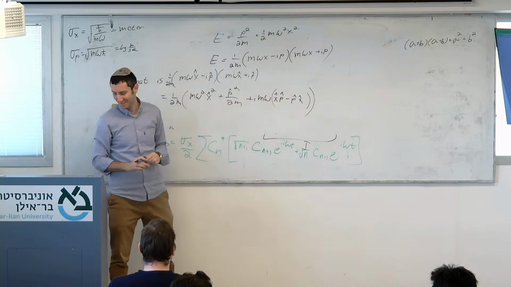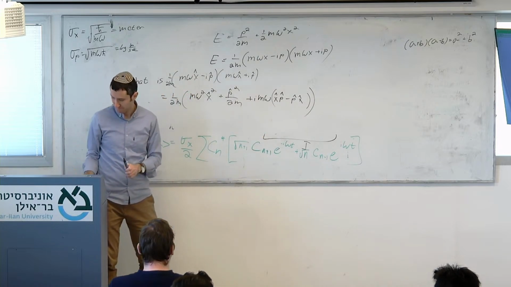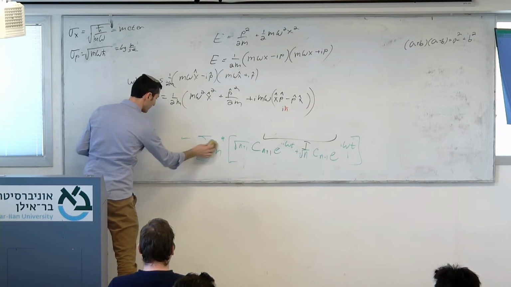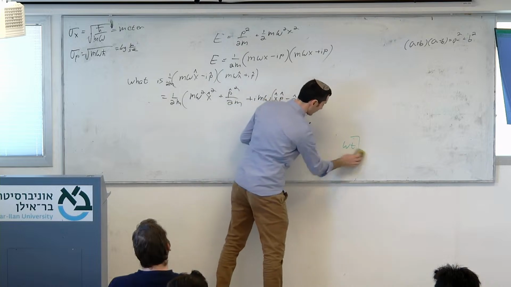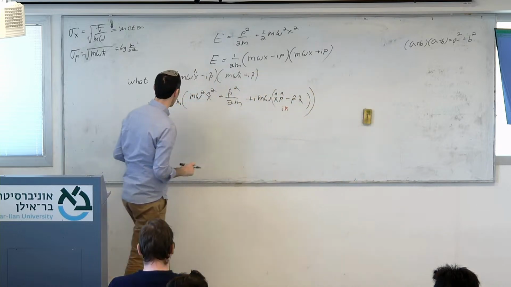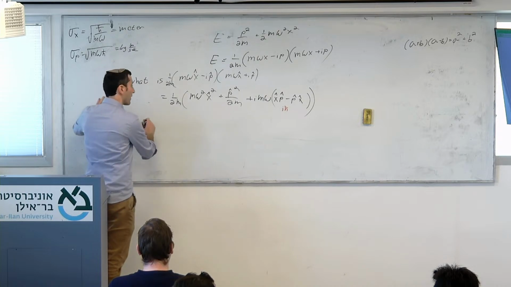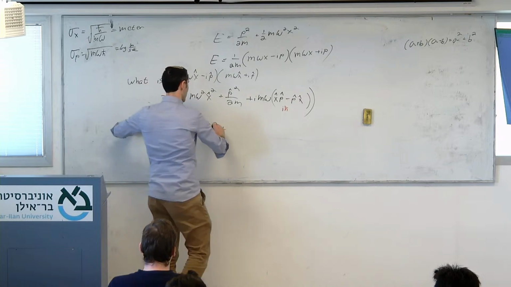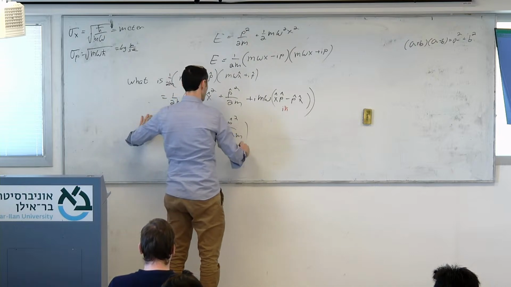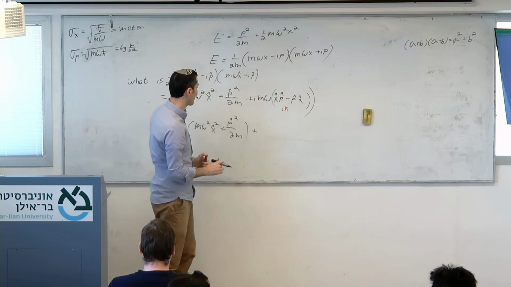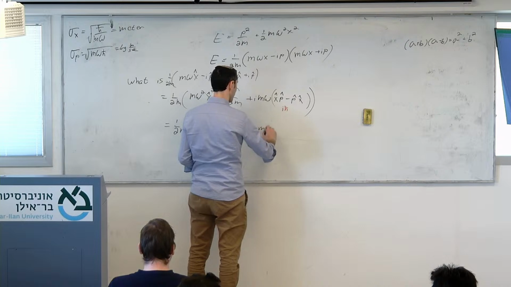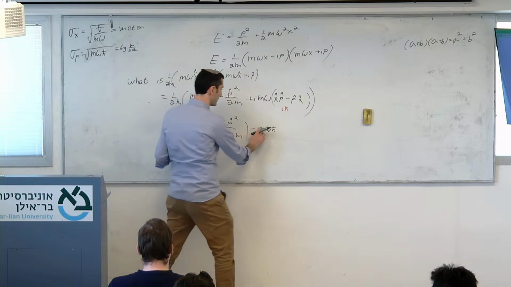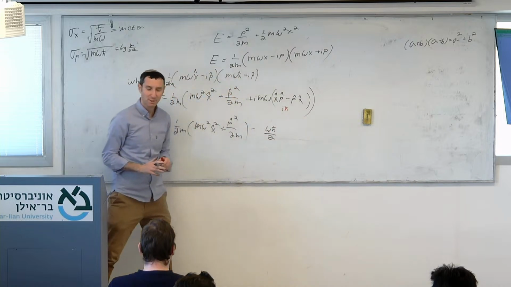Wait a second, I know what this is. This is i h bar, right? So altogether I get 1 over 2m times m omega squared x squared plus p squared over 2m, plus i times i, which gets me minus, I get minus m omega h bar. But everything was divided by 2m, right? So this also needs to be divided by 2m. I get here minus h bar omega over 2.